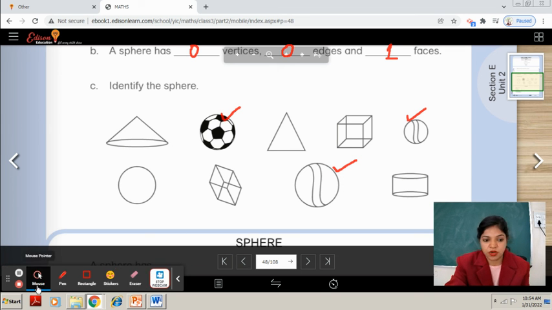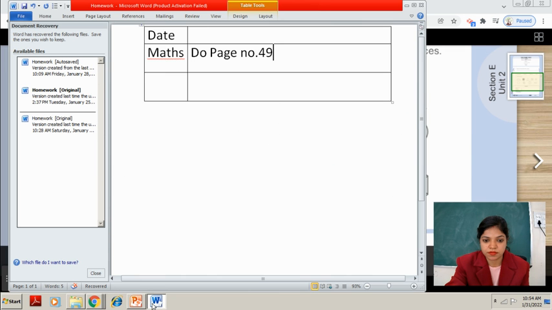Yes, okay students, now take out your diaries. Write down the date, and write down the homework. Do page number 49. Have you written? Okay. So in the next class, we will do the next topic.